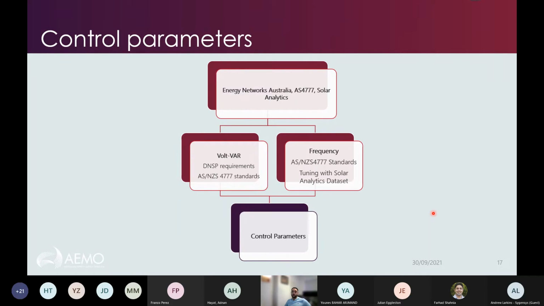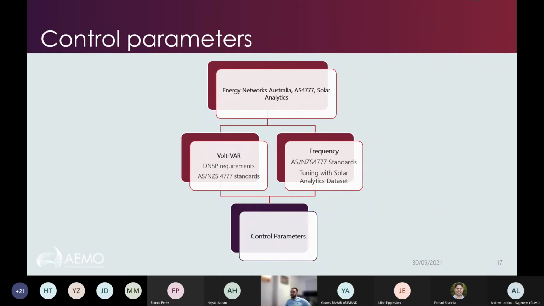In terms of control parameters, Energy Networks Australia has an awesome document that has the volt-var requirements of the DNSPs. We use that, and based on the control parameters that the NSPs have individually set, we've built an aggregate representation of their response mode settings in the DPV model.